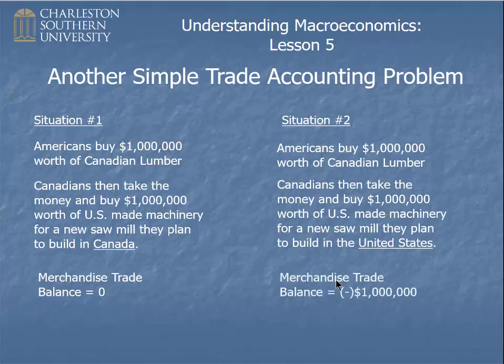So the merchandise trade balance is minus $1 million. Because remember, it only counts things that are loaded in boxes and shipped out. So $1 million worth of lumber came in and nothing went out. It's true that the Canadians bought, just as before, $1 million worth of American-made machinery, but the machinery never left the United States because they built the new sawmill in the United States. So the capital account balance is now plus $1 million, right? Because Canadians have invested $1 million in the United States.